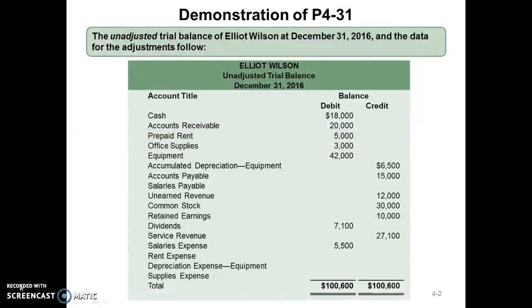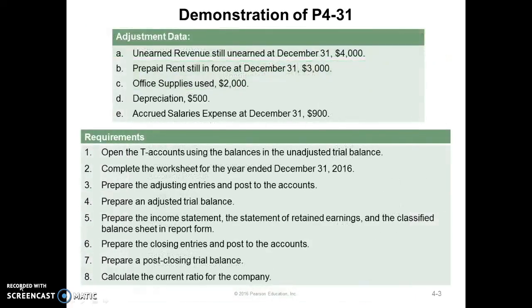Prepaid rent has a starting balance of $5,000, and this says that we still have $3,000 that's still prepaid at the end of the year. So we know that we have $2,000 of rental expense now because it's no longer prepaid. We've been in that space, we're in there, so we have rental expense now.